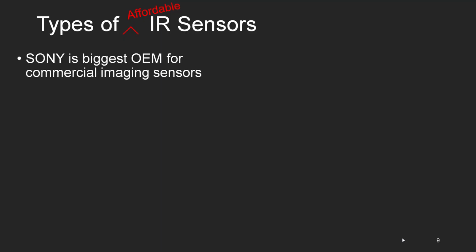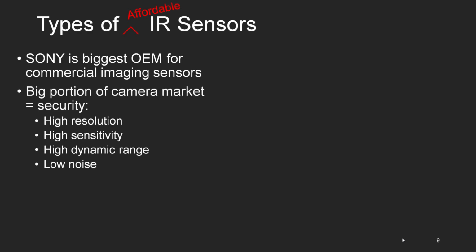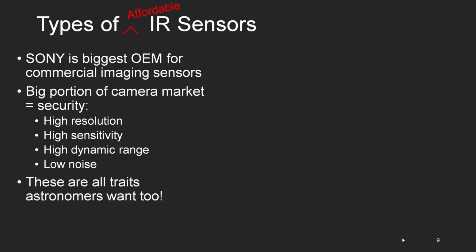Right now, the biggest global producer of commercial camera sensors is Sony in Japan. A big portion of their sensor market is dedicated to security and remote monitoring cameras. These cameras require high resolution, high sensitivity, high dynamic range, and low noise. Lucky for us, these are all sensor traits that astronomers want too.